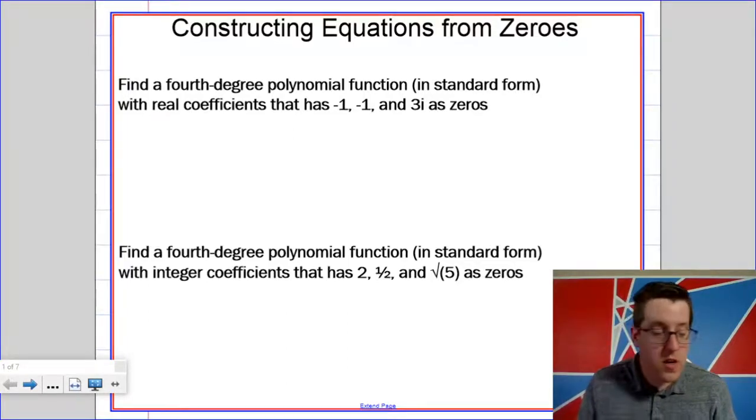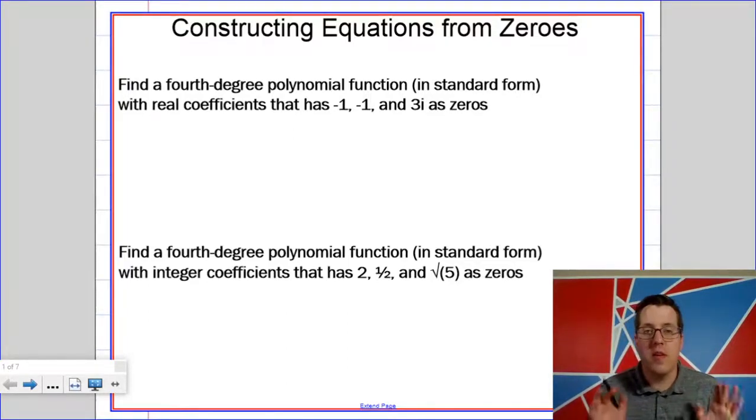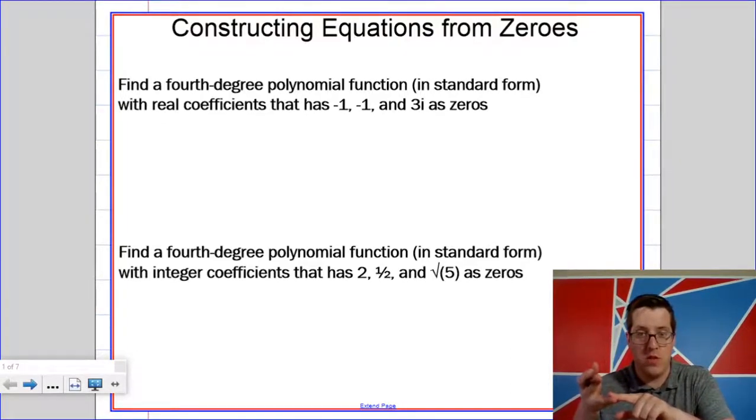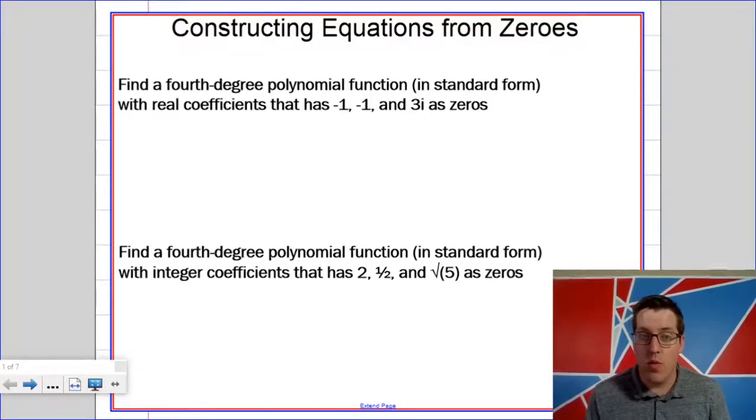Okay, so the idea here is that we are going to take some information and turn it into a function or an equation that satisfies that information. Some of this should make a ton of sense to you already because of the work that we've done. Okay, so let's take a look at it.